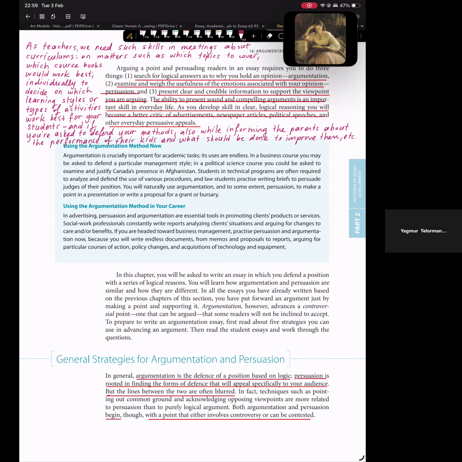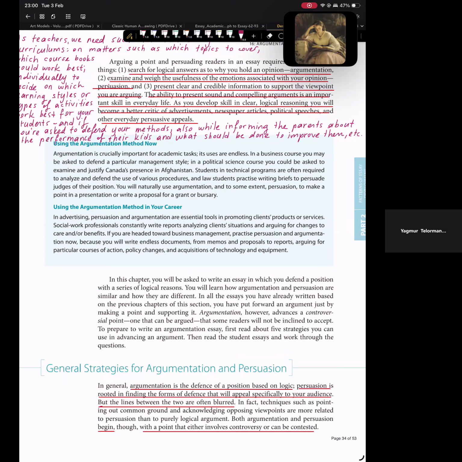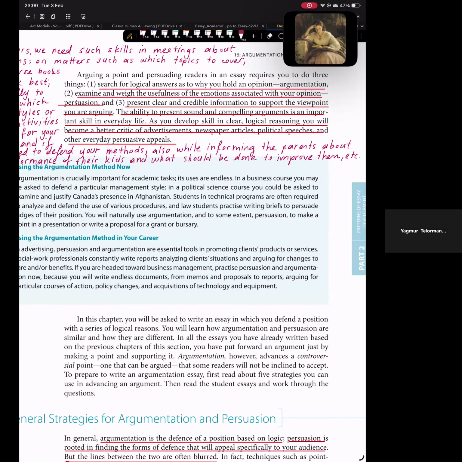So argumentation and persuasion are important skills that we will need in life. While arguing a point and persuading your audience, you need to do three things. First of all, search for logical answers as to why you hold an opinion. And secondly, examine and weigh the usefulness of the emotions associated with your opinion. And three, present clear and credible information to support the viewpoint you're arguing.